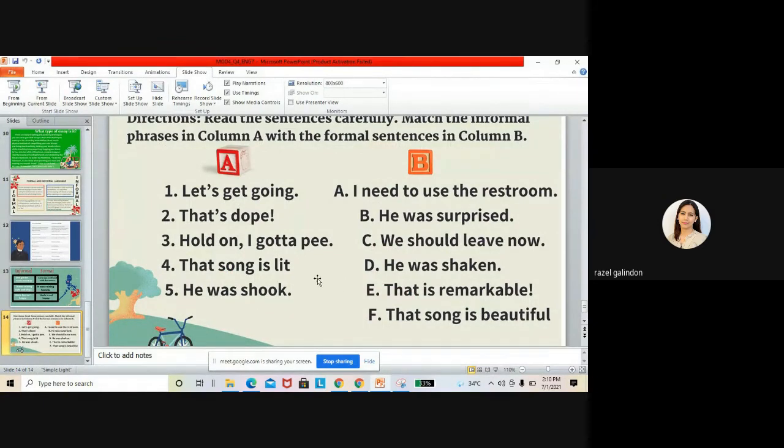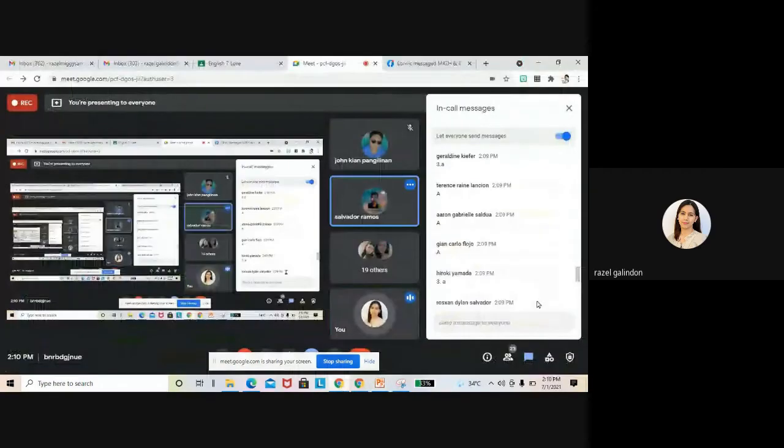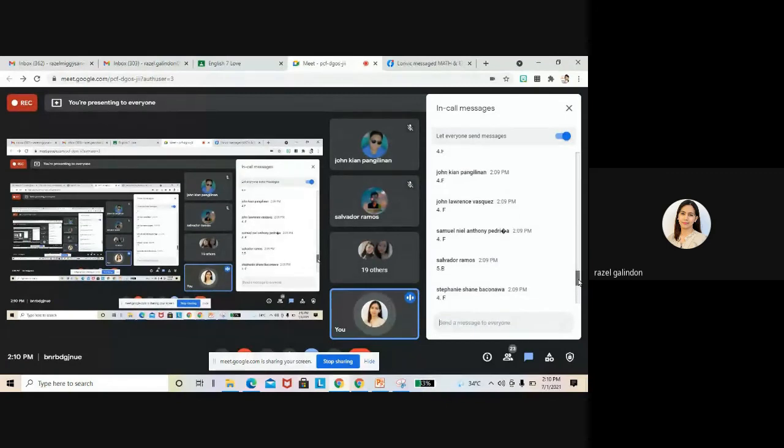Sige, number 4, the song is lit. What is the proper way or the formal way of saying that one? The song is lit. Okay, letter F. Very good. So, your answer is letter F. The song is beautiful.